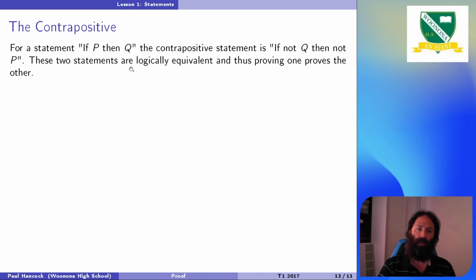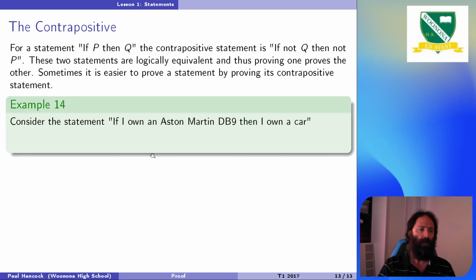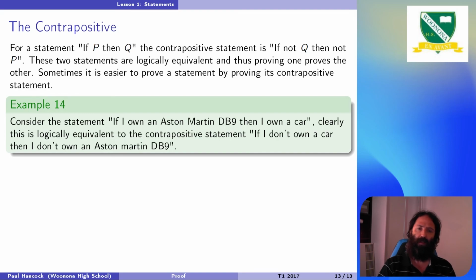So sometimes it's easier to work with the contrapositive than it is to work with the original statement. And if we can prove the contrapositive, then we get the original statement being true for free, which is nice. So here's an example. Consider the statement, if I own an Aston Martin DB9, then I own a car. The contrapositive to that is if I don't own a car, then I don't own an Aston Martin DB9. Okay, and clearly you can see from this that they are in fact logically equivalent. And there's our work on definitions done.